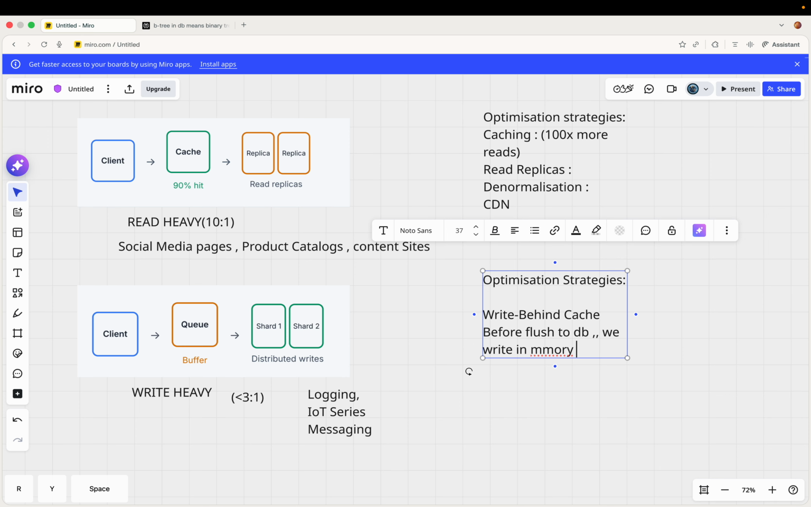Like we write it in memory, like let's say we try to maintain some table or something like that. We try to write it in the memory only first, because memory writes are faster and we can send faster acknowledgement. So whenever we write in memory, after that table fills, we can flush all those batches of writes to the database at a time. So this is one idea. And one other thing is append only logs.